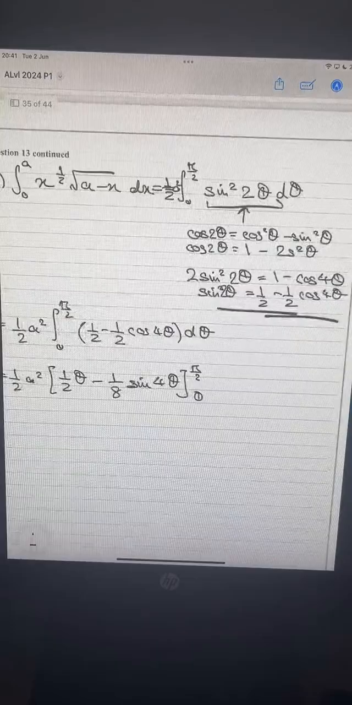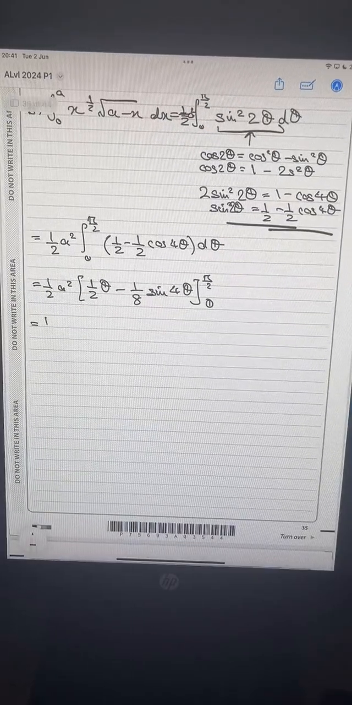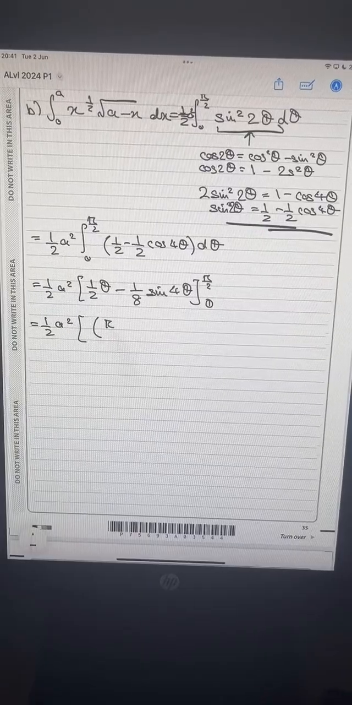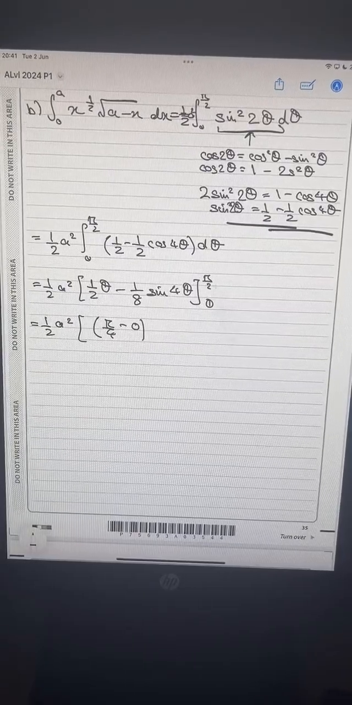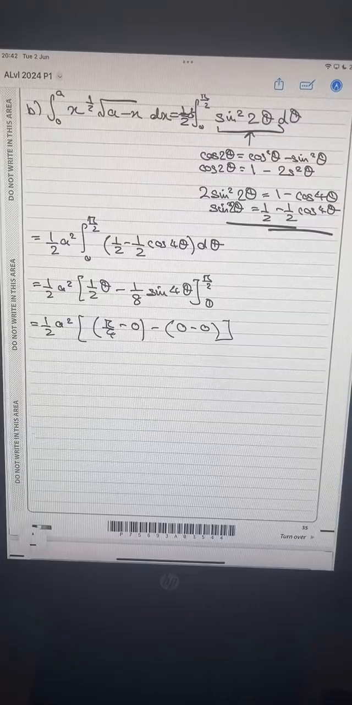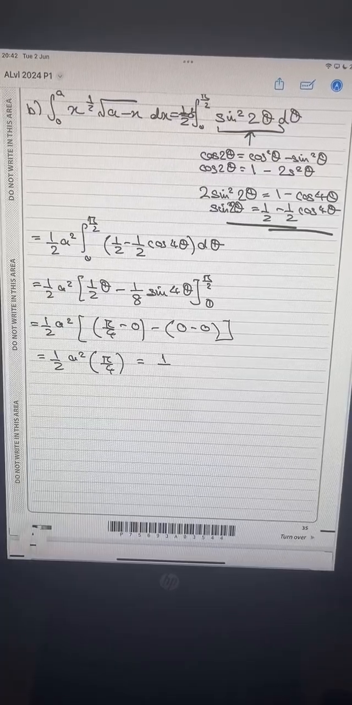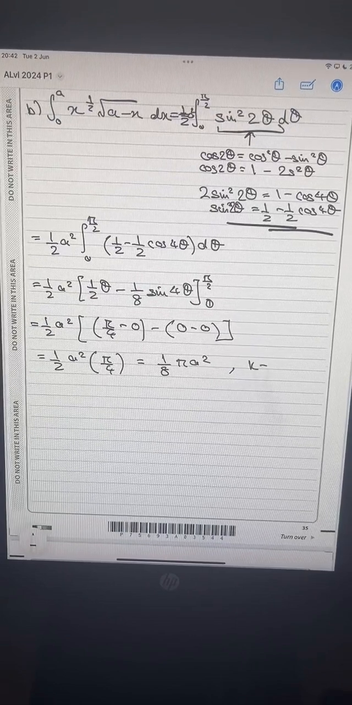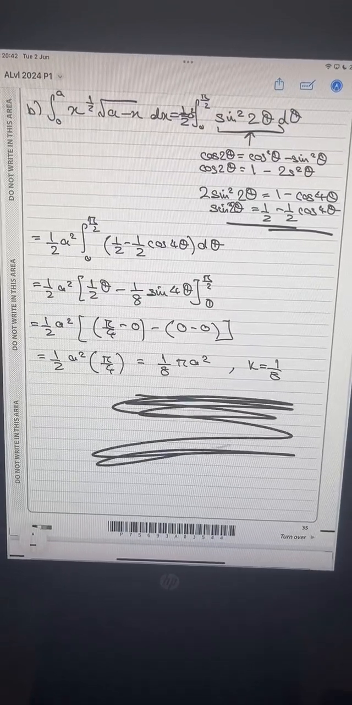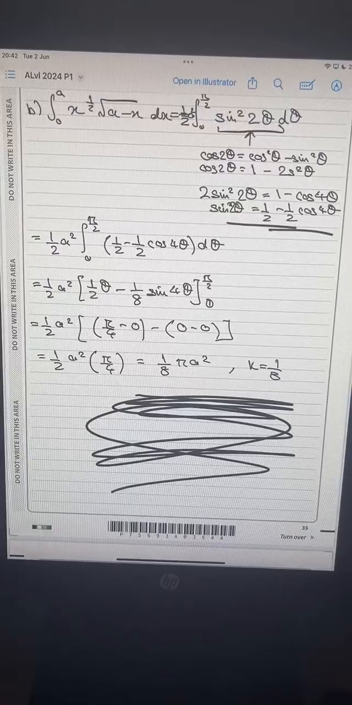And now all we have to do is substitute in. So we have a half a squared of pi by 4 minus 0. If I sub in pi by 2 into these, the sine term goes away, and then 0 subbed in gives me 0, so 0 minus 0. And I get half a squared times pi by 4, which is 1/8 pi a squared, where k is equal to 1/8. And that is your answer to part B.